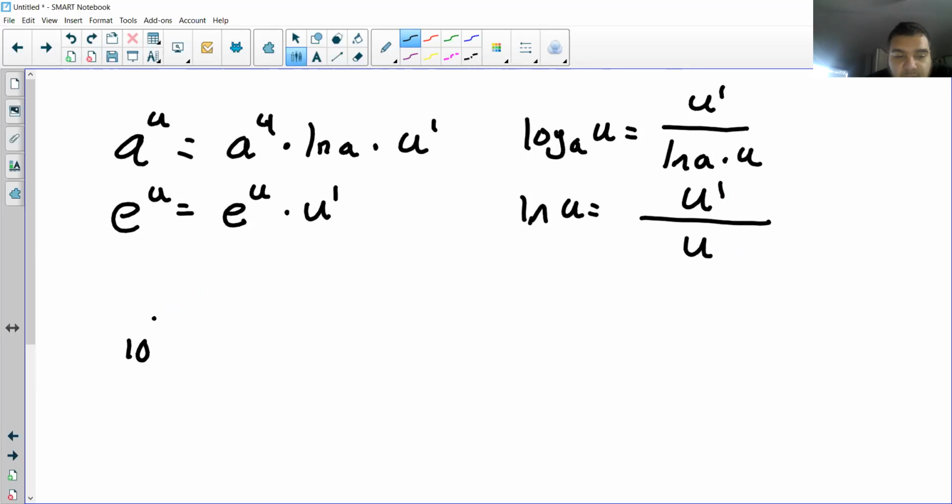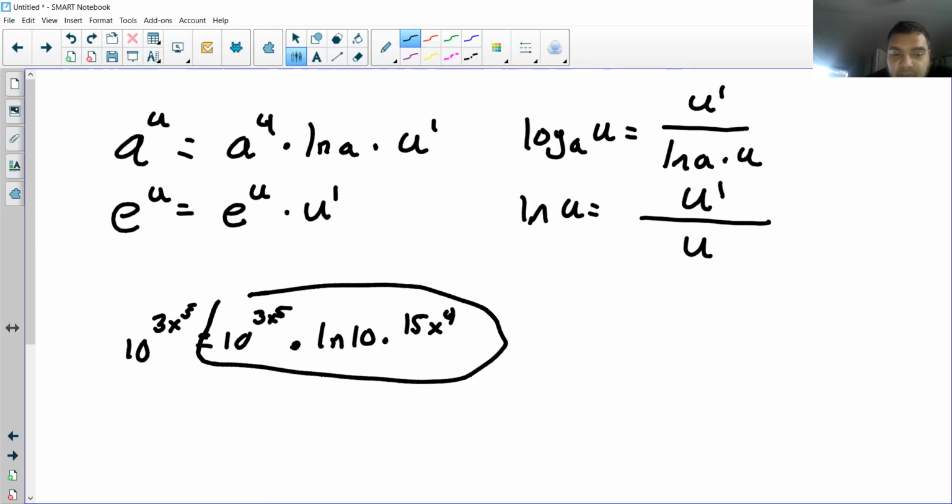10 to the 3x to the 5th. So this is an a to the u problem. First off, exactly the same: 10 to the 3x to the 5th times ln a, so ln a is just ln 10. You will not have a calculator that does ln, so you're not expected to do anything like that. Times u prime, which is the derivative of the exponent, 15x to the 4th. You can't simplify that, so you just circle it. Usually that's why it's very simple. If you remember it, you just write it down. You can't simplify it typically.